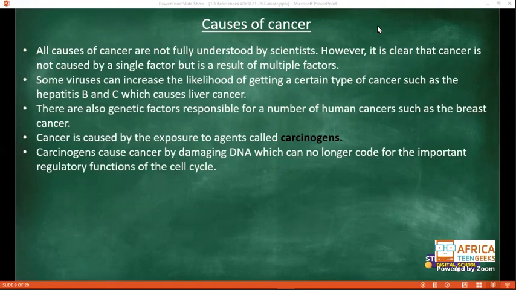There might be cancer even if there are no carcinogens. Remember, cancer is not caused by just a single factor, but is a result of multiple factors. So if your cancer is not caused by carcinogens, it might be hereditary or a genetic factor. But carcinogens, if you are exposed to these, can increase your chances of getting cancer. So if you have a family history of breast cancers and you are exposed to X-rays, too many X-rays, then the likelihood of that cancer appearing faster than expected will increase.